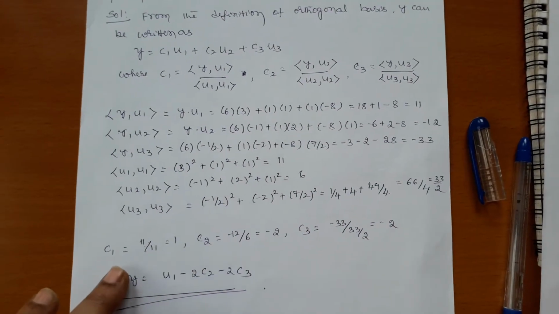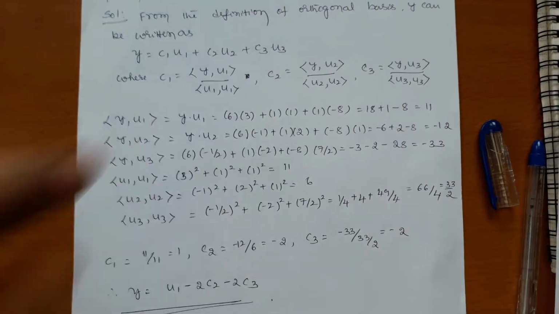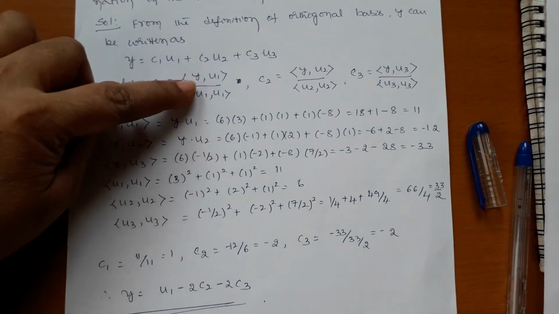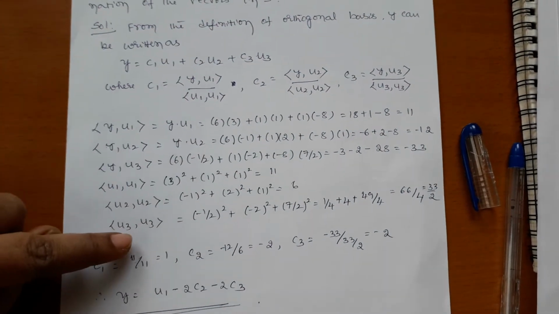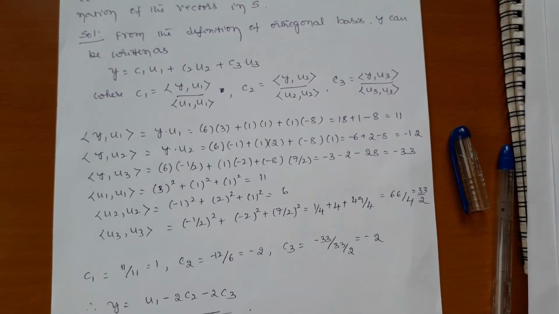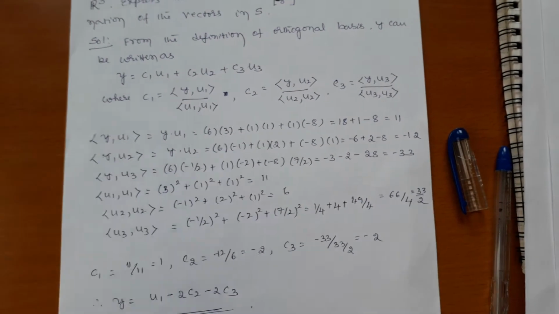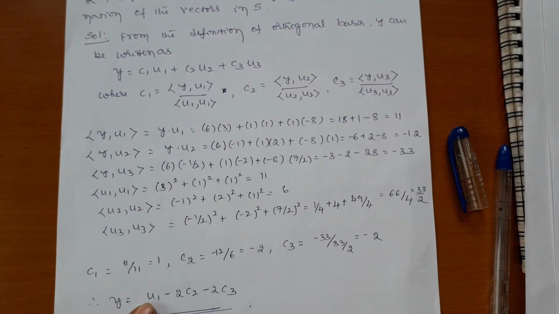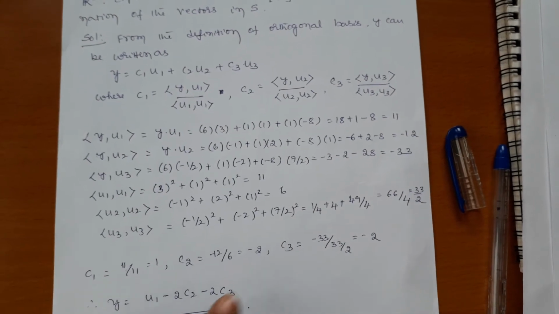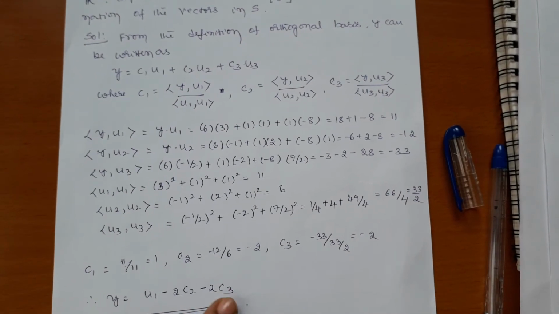Substitute these values in C1. What's the C1 formula? Inner product of y comma u1, substitute, divided by inner product of u1. Then like that we can find C2 and C3. Then y can be written as a linear combination: C1 is 1, so 1 u1, C2 is minus 2, so minus 2 u2, and then minus 2 u3.